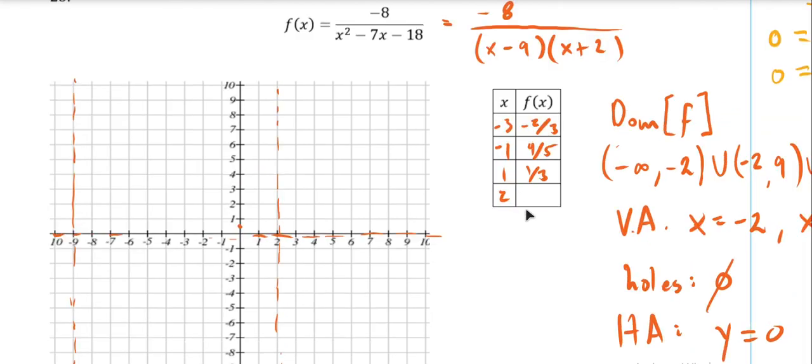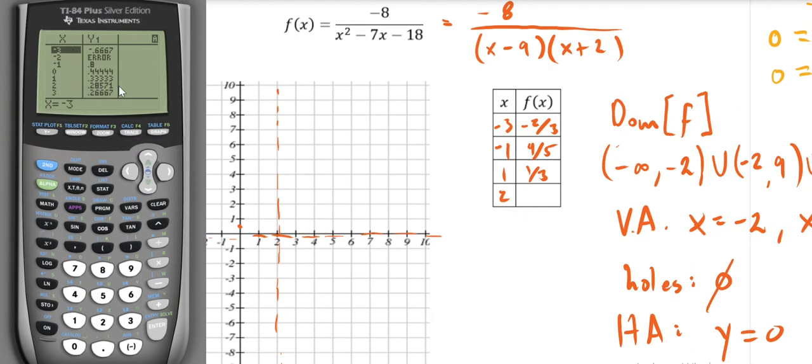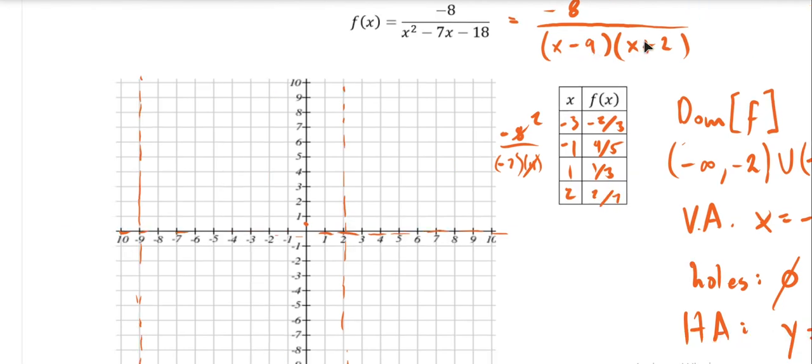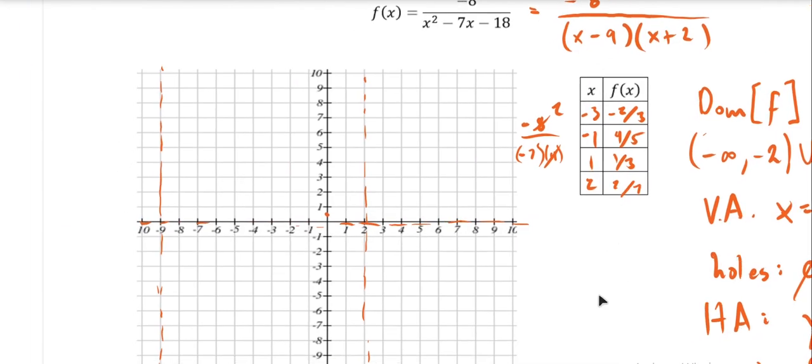I know the fractions that go along with all of these values except for this last one at 2, so let's just plug in a 2 here and see what we get. We'd wind up with minus 8 over (2 minus 9), which is minus 7, times (2 plus 2), which is 4. This part would reduce, and we would get 2/7. Now, our behavior is going to be split around these asymptotes, and we're going to have no x-intercepts.